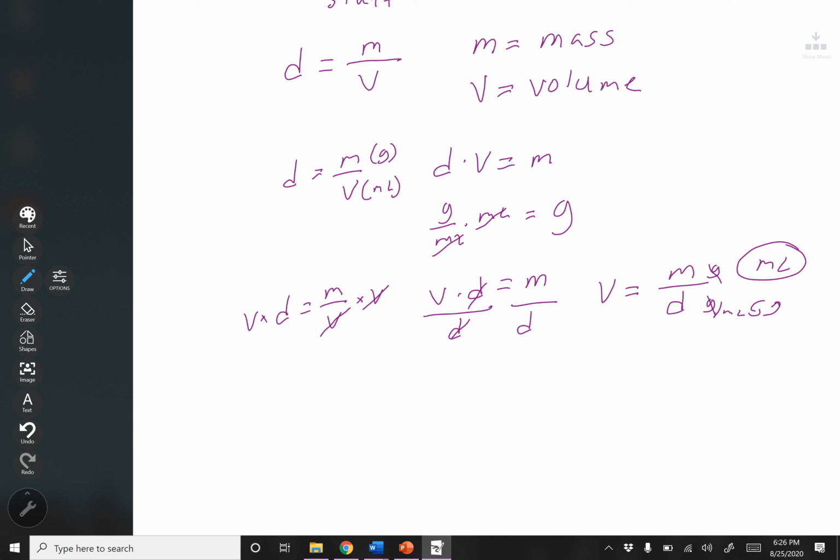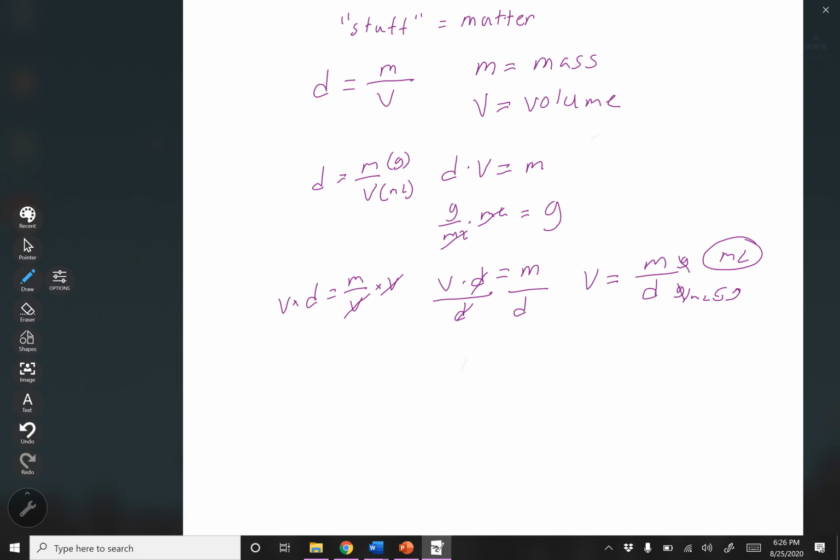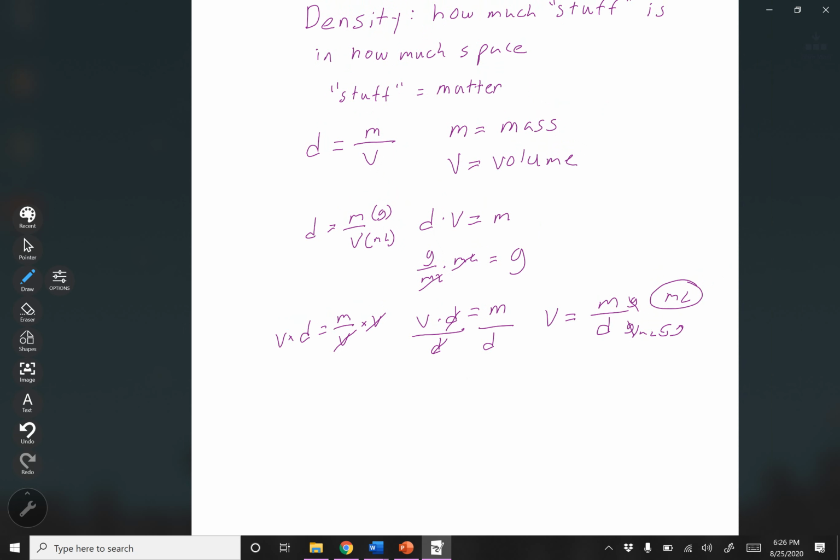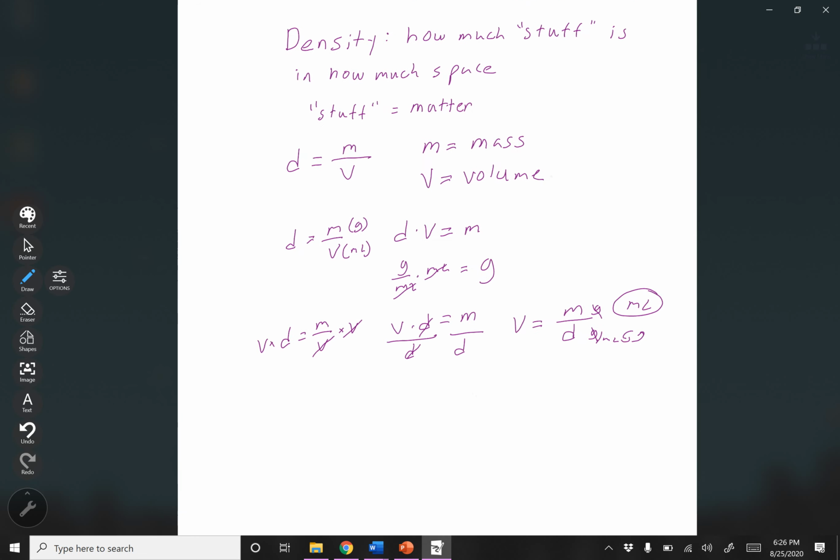Okay, so that's just kind of how to find density and ways you can use it. If you know mass and volume, you could calculate density. If you know density and you know volume, you could find mass. If you know density and you know mass, you could find volume. Okay, so just a very brief overview on density. I'm sure you'll go over it a little bit deeper in your lecture.